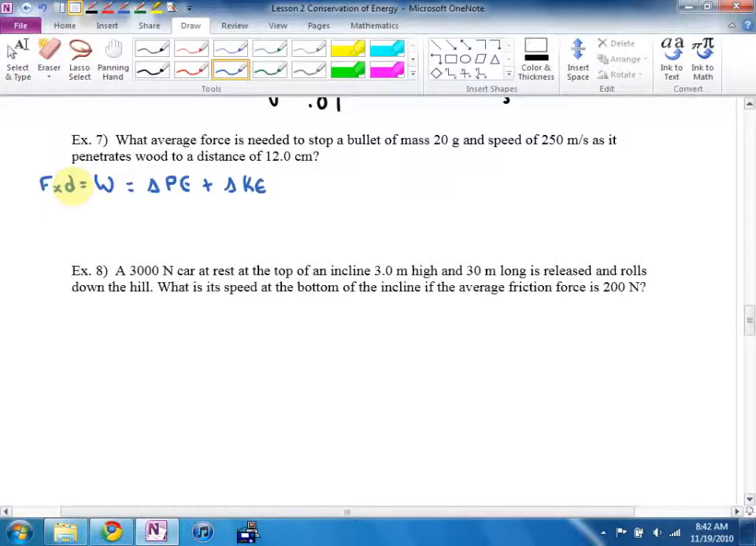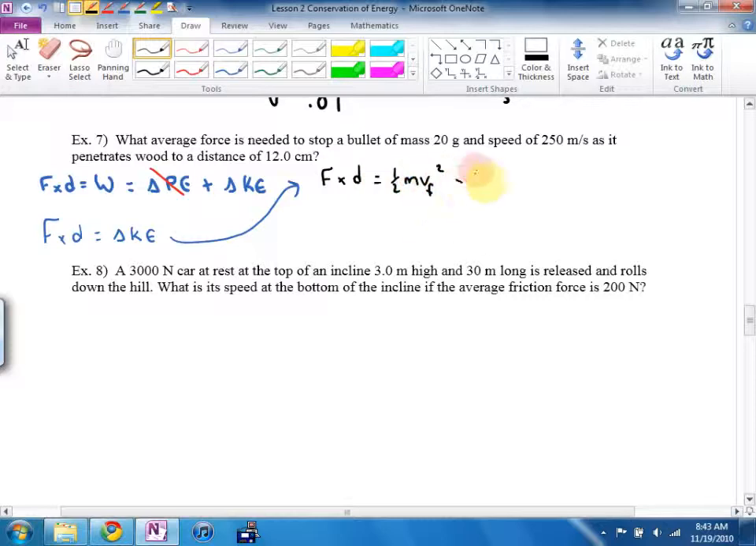By the way, do they mention a change in height anywhere here? Pretty sure I can do that. In fact, I think I'm going to have this. Force times distance equals the change in kinetic energy. And what's change in anything? So I think you're saying this: force times distance equals a half m v final squared minus a half m v initial squared.